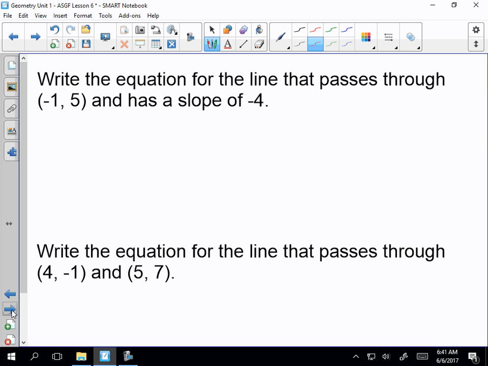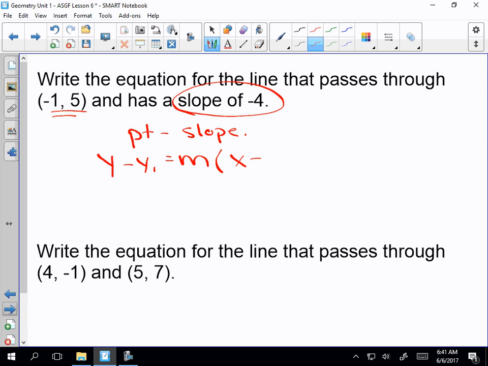Okay, now, if we're going to write equations, it's always based off of the information that we're given. Here, we're given a point and we're given a slope, so the names really help us out. We need to use point-slope form. Remember, it's y minus your y value equals the slope times x minus your x value. So there's our formula. Y minus 5 equals our slope, -4, times x minus our x value, which is going to give us a +1.